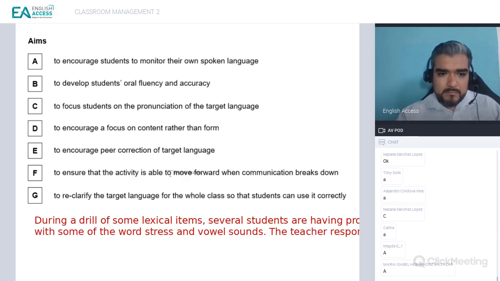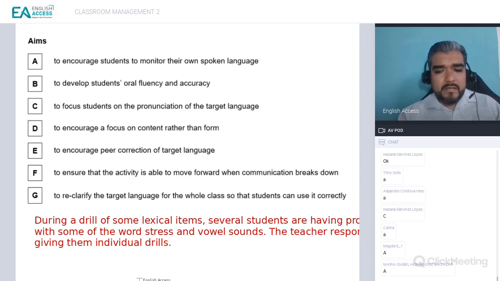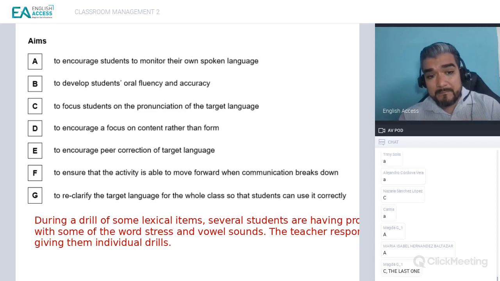Word stress. Teacher response by. It's like this. During a drill of some lexical items, it means some vocabulary, several students are having problems with some of the word stress and vowel sounds. The teacher responds by giving them individual drills. So the teacher gives them individual drills so that they do it individually.